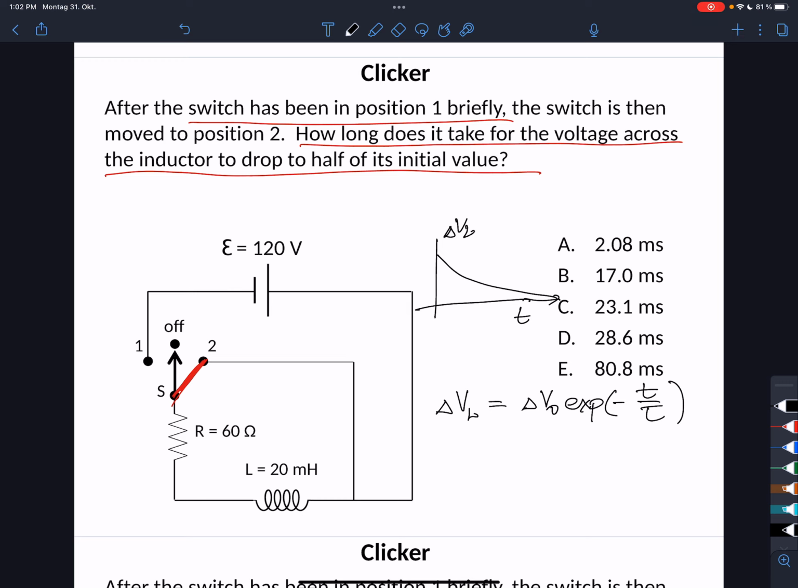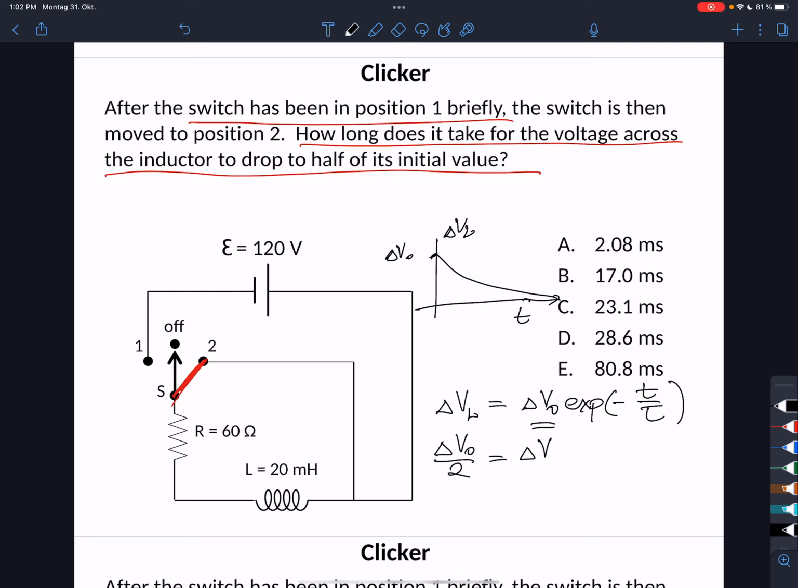But what do we need to find? We need to find how long it takes the voltage across the inductor to drop to half of its initial value. The initial value is delta V0 at t equals 0. If you substitute t equals 0 into this equation, the exponential of 0 is 1, and this gives the initial value. But we need to know when the voltage will be half of the initial value.